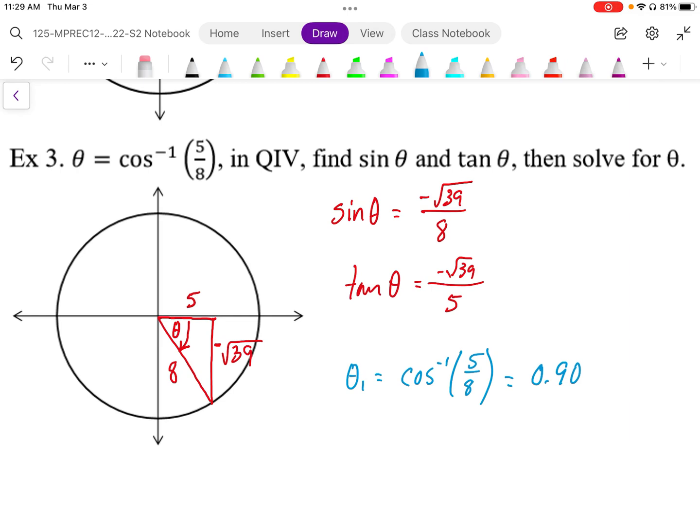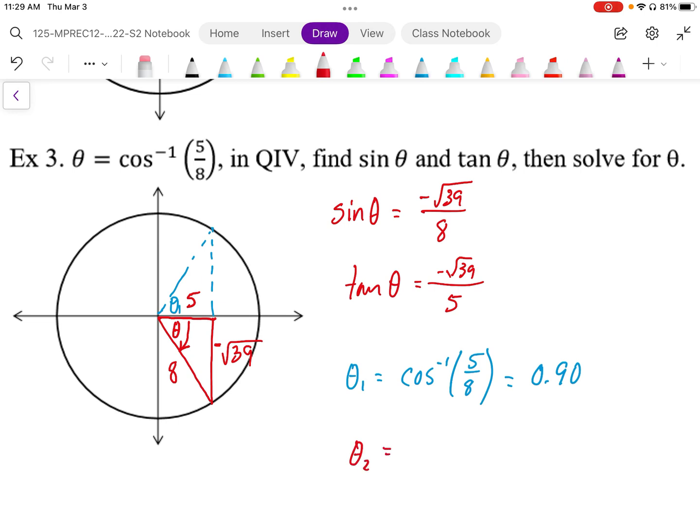Now, when I look at the picture though, my theta 1 is not in quadrant 4. It's a positive angle, so it ends up in quadrant 1. So this angle here is my theta 1. I need to use the symmetry because I have the wrong angle, and I know the quadrant. There's only one angle involved here because it's in quadrant 4, and I have to find that quadrant 4 angle. That quadrant 4 angle happens to be theta 2.